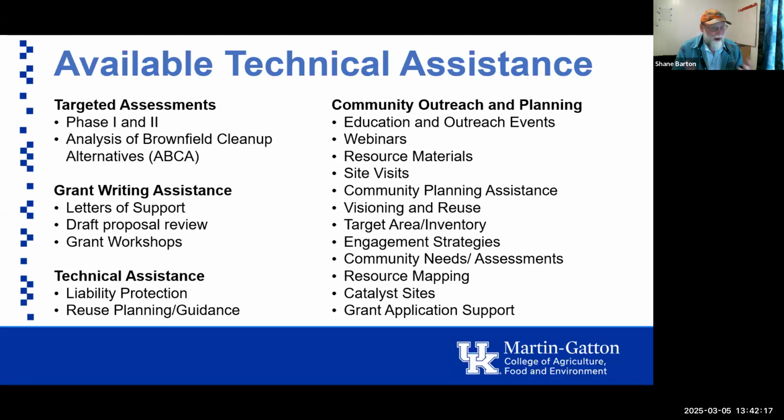As it comes to grant writing or seeking funding, we can often write letters of review. We can help you review your draft proposals, but we also offer a number of grant writing workshops. Now, in terms of the specific technical assistance around the Brownfield program, a big portion of the program is about liability protection, protecting the new owner of this building from the existing contamination. So if liability protection is a concern, I would certainly suggest reaching out to Kirsten to learn more about that.